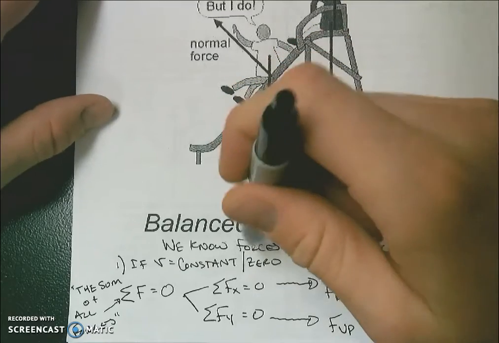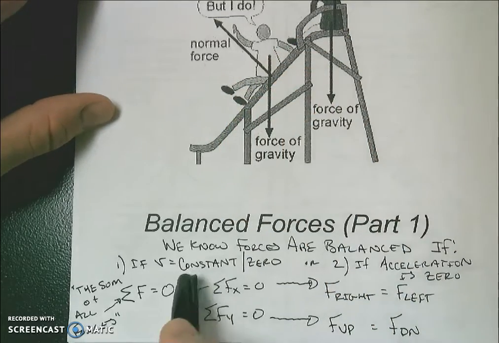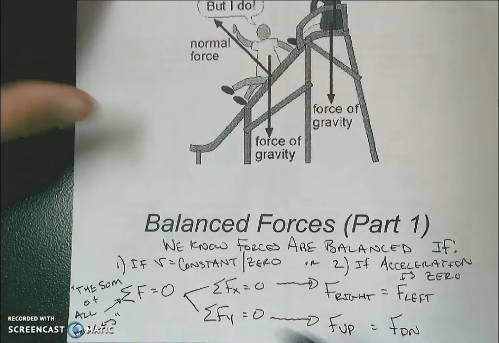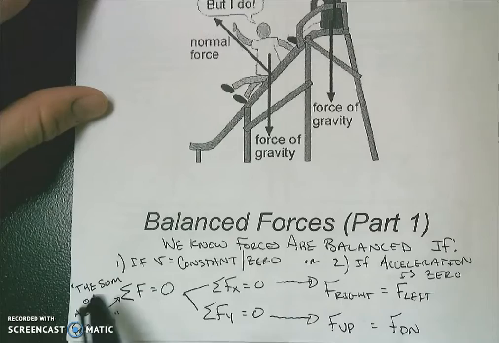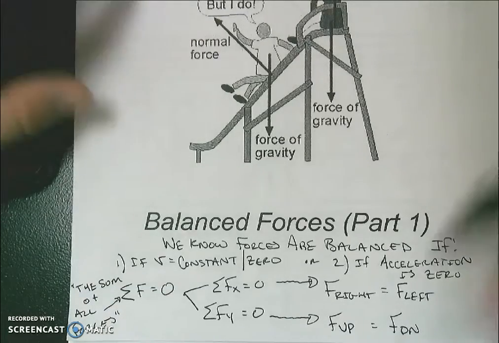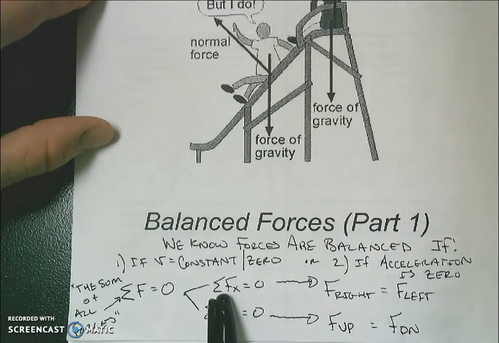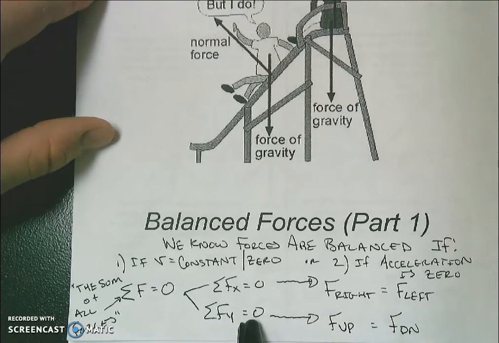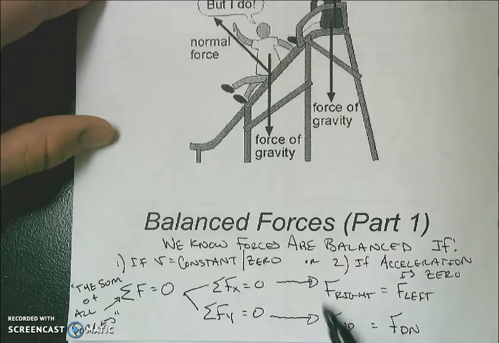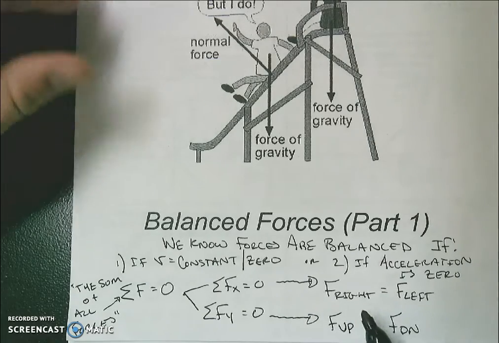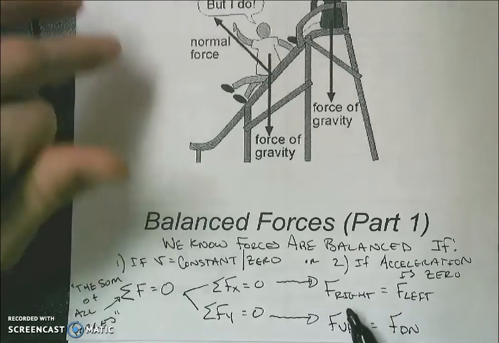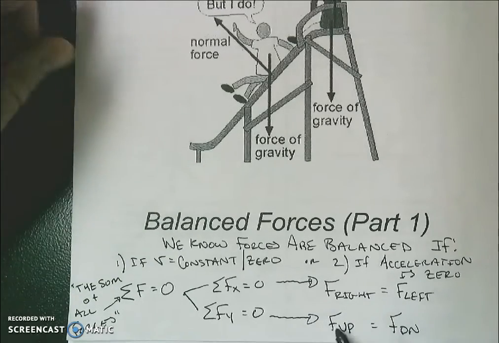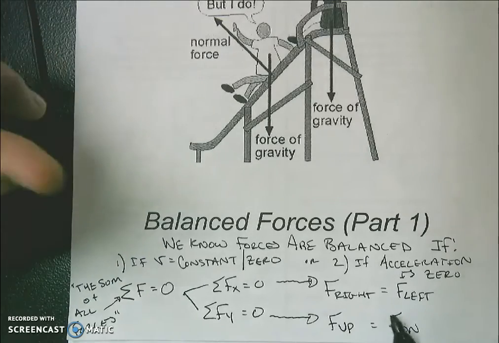We knew that if the forces were balanced, by looking at the velocity being constant or zero, or knowing the acceleration is zero, then the sum of all of the forces will be zero, meaning that our x forces will all cancel and our y forces will all cancel. The way that we talked about that most is by putting it into rights and lefts, ups and downs. So all of this is basically saying the forces to the right will equal the forces to the left, and the forces upward will equal the forces downward.